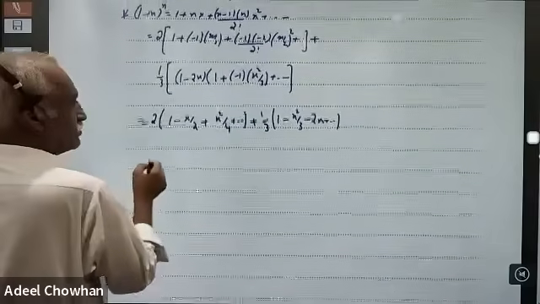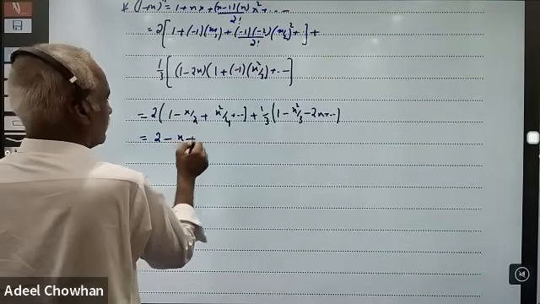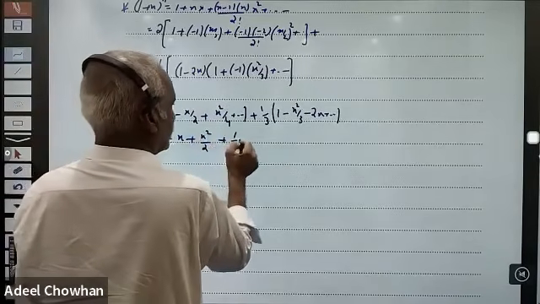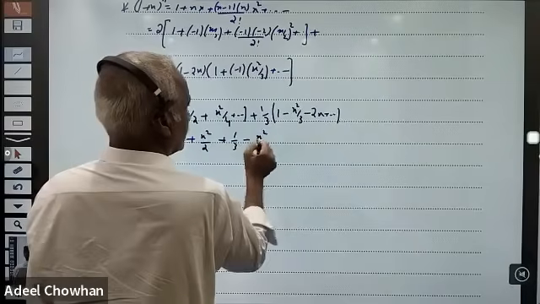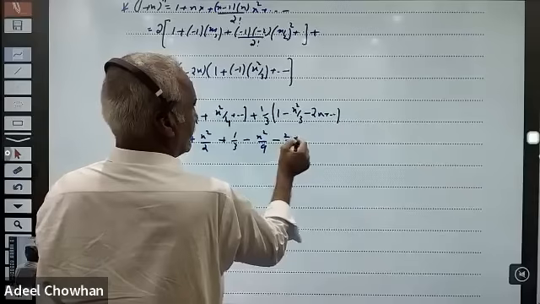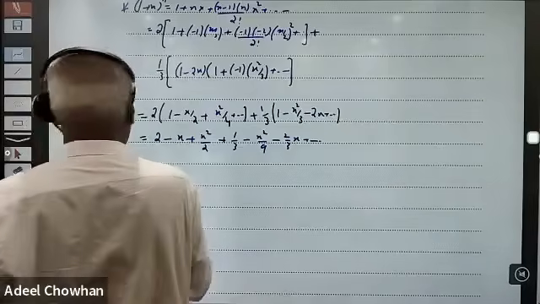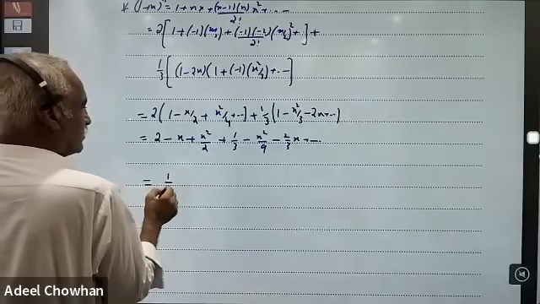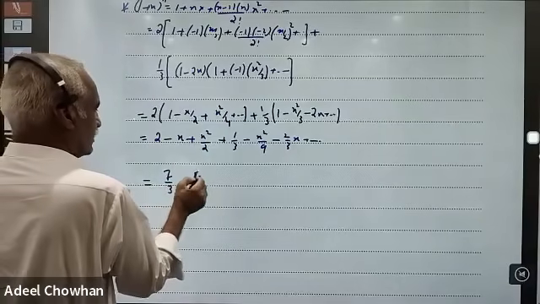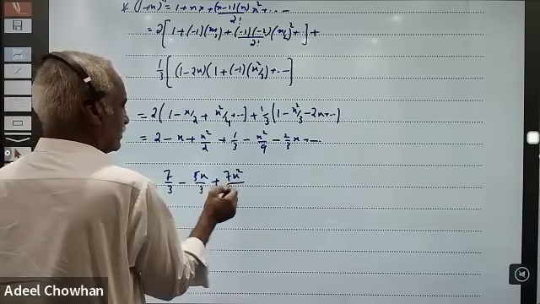So this will be equal to 2 minus x plus x square over 2, plus 1 over 3 minus x square over 9 plus minus 2 by 3 x. So the final answer is equal to 7 by 3 minus 5x over 3, 7x square over.